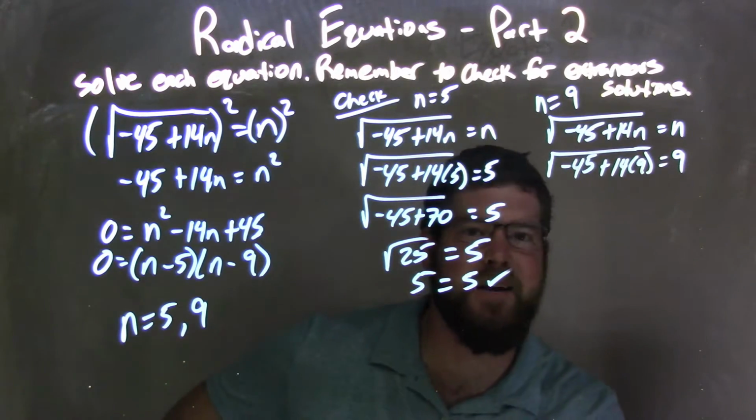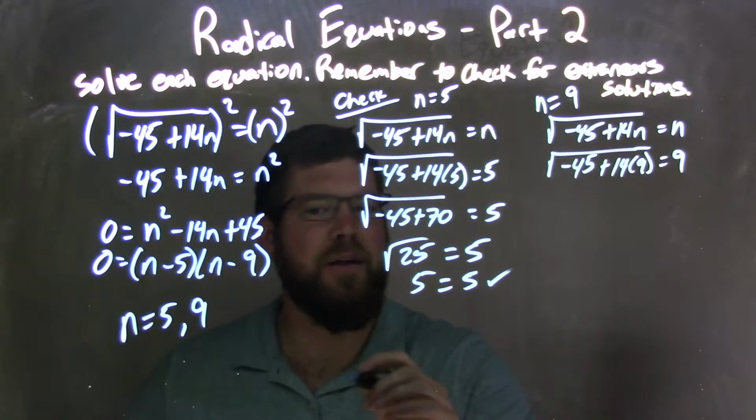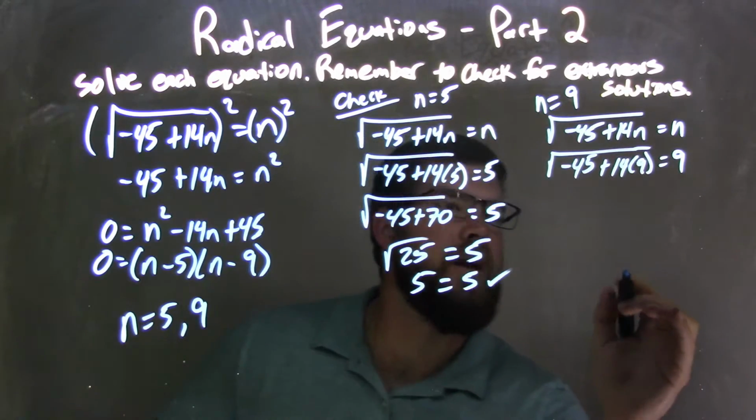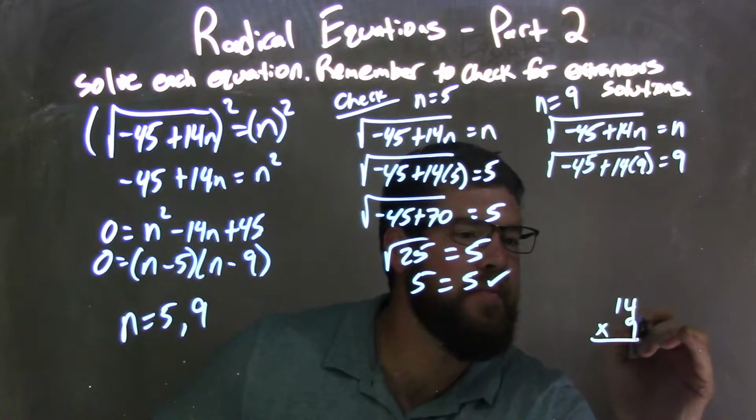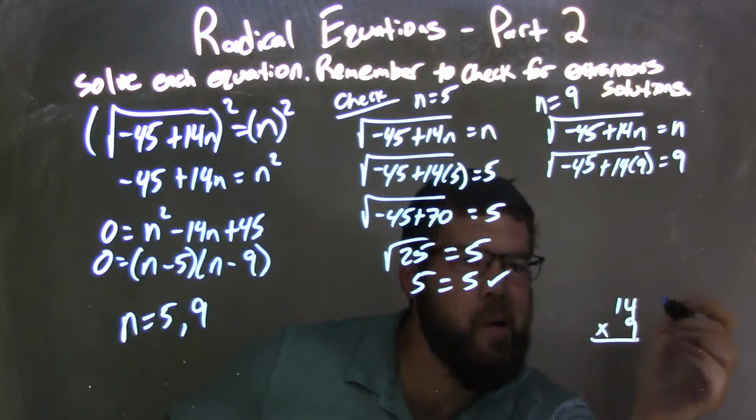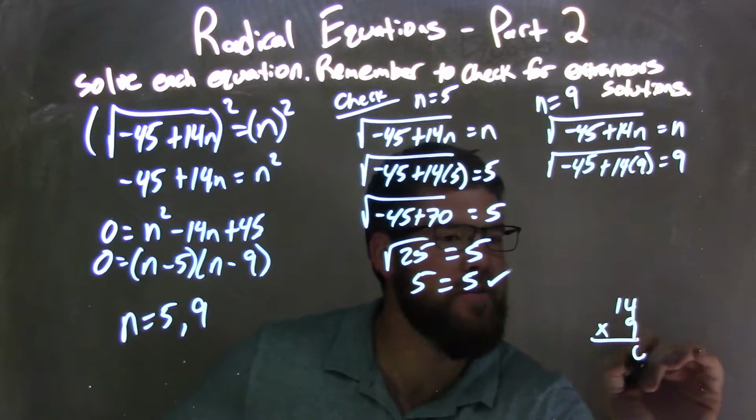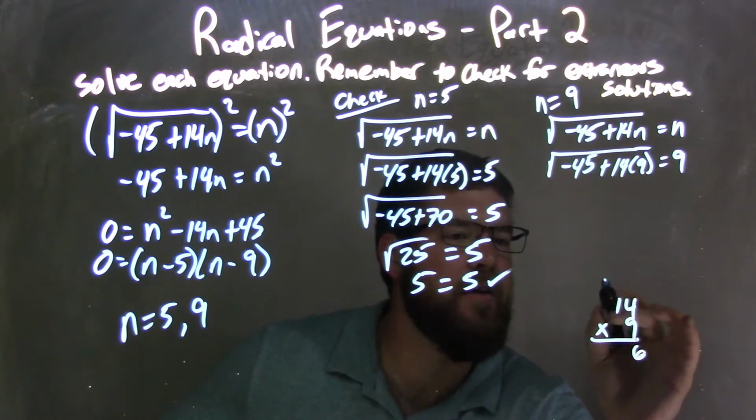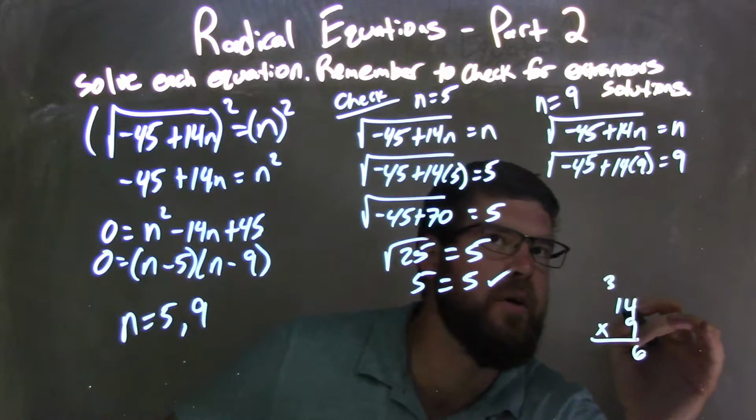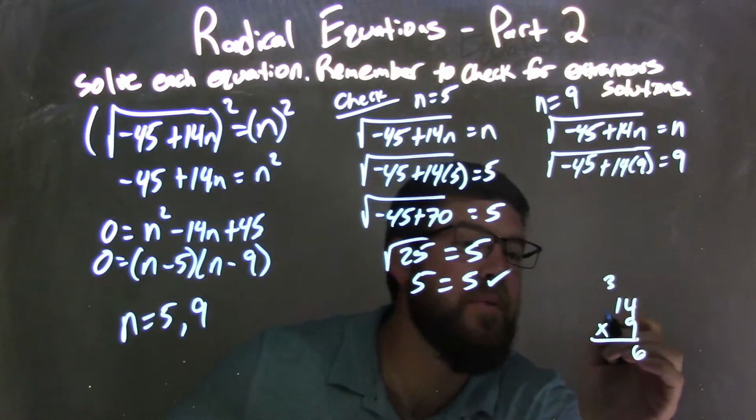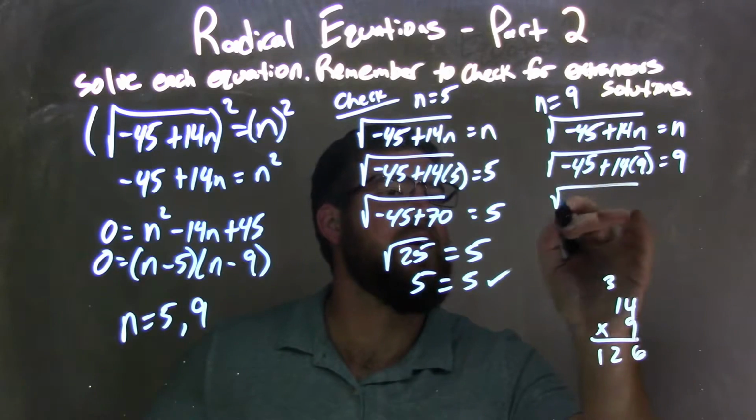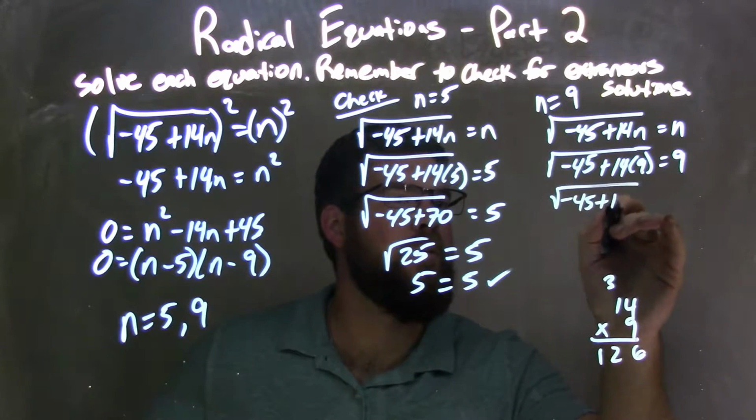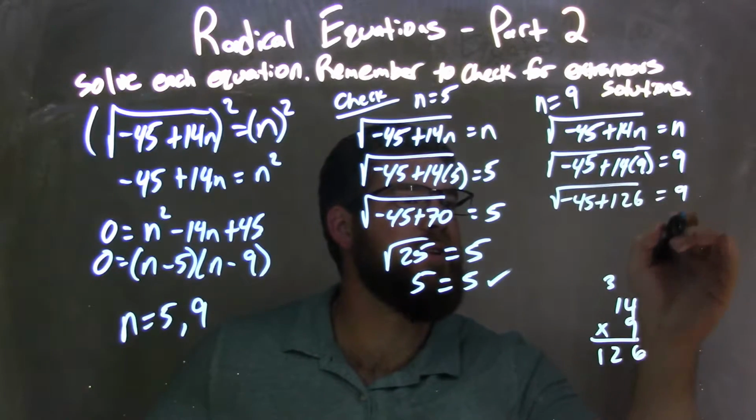Okay, what's 14 times 9? Don't know that off the top of my head, so let's do some multiplication here. 14 times 9. 9 times 4 is 36. 6 carries a 3. 9 times 1 is 9. Plus 3, we're looking at 12, so 126. So we have negative 45 plus 126 equals 9.